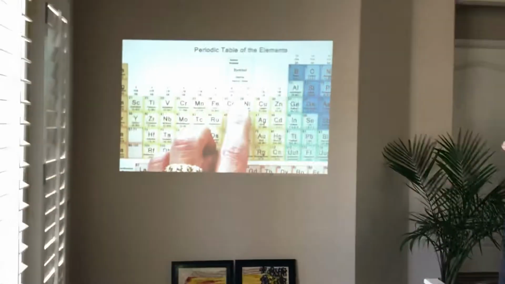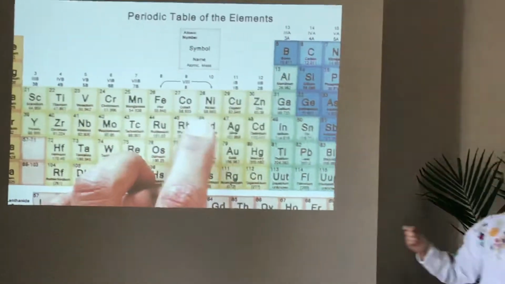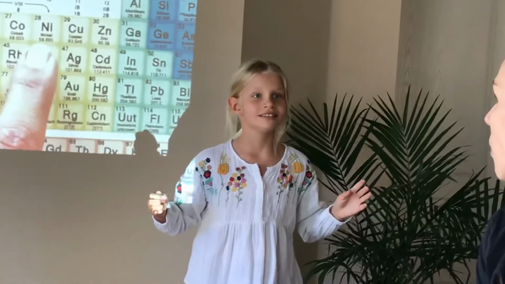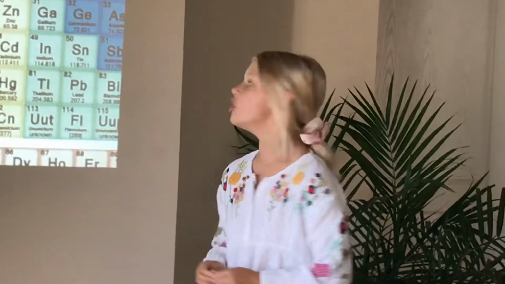Remember that there is a top number on the periodic table, like that one, 28. It represents atomic number. And the bottom number, yes, Kira, what happened? That represents atomic mass. You're saying that atomic mass is an atom? Yes. No, look.